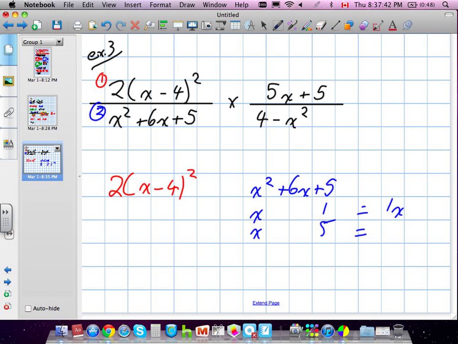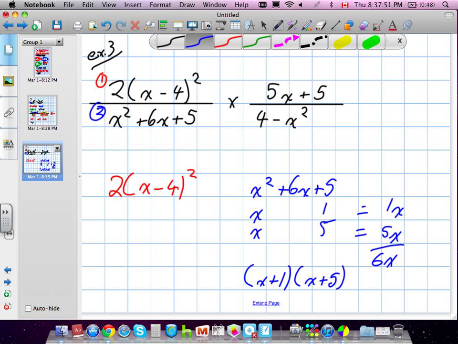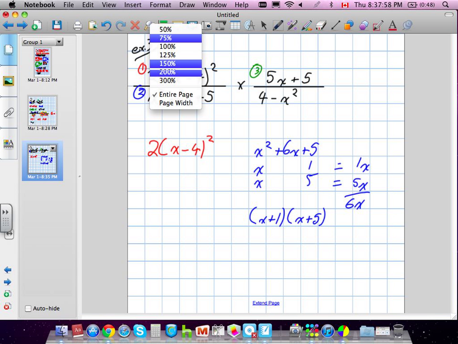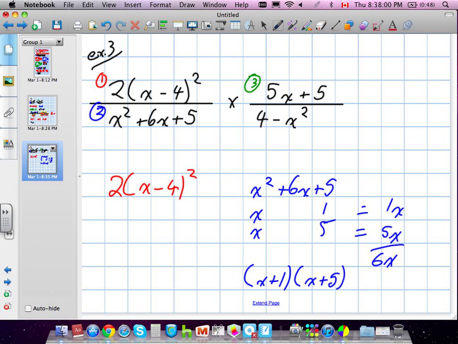Take 5 out. So 5 bracket x plus 1. Yep, so we take a common factor out. So we have 5 bracket x plus 1. Good. This is getting a little confusing the way I've ordered this. And 4. What's that? Difference of squares. Yes, good. This is a difference of squares. So it's 2 plus x, 2 minus x. Good.